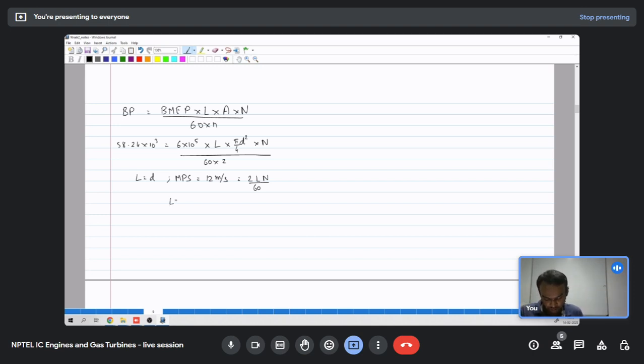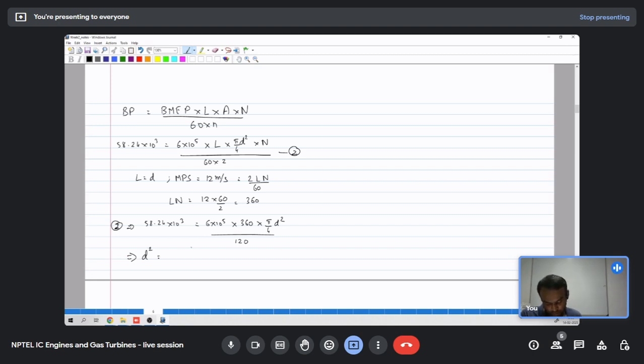Right, so LN is equal to 12 into 60 by 2. This is 360. I can substitute this in equation 2. Equation 2 will become 58.24 into 10 power 3 is equal to 6 into 10 power 5 into LN, which I am substituting as 360, into pi by 4 d square divided by 120. So with this I can calculate d.